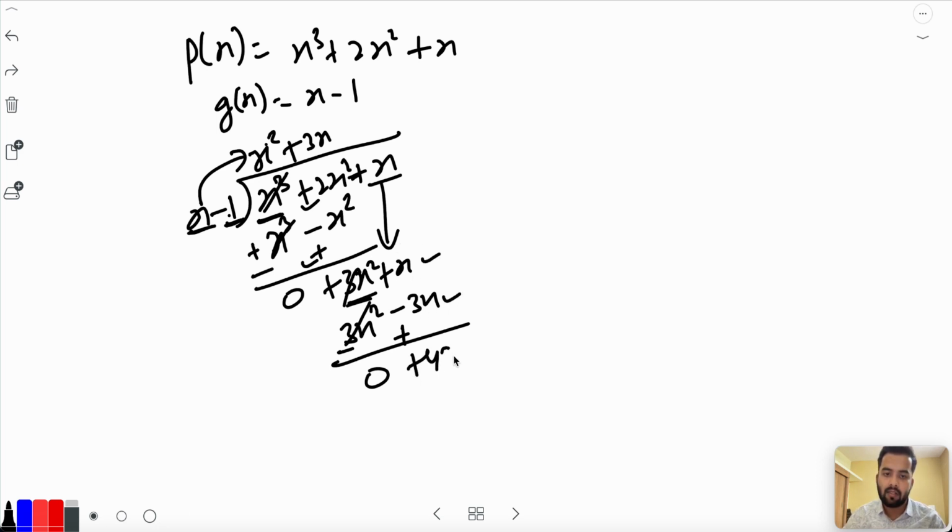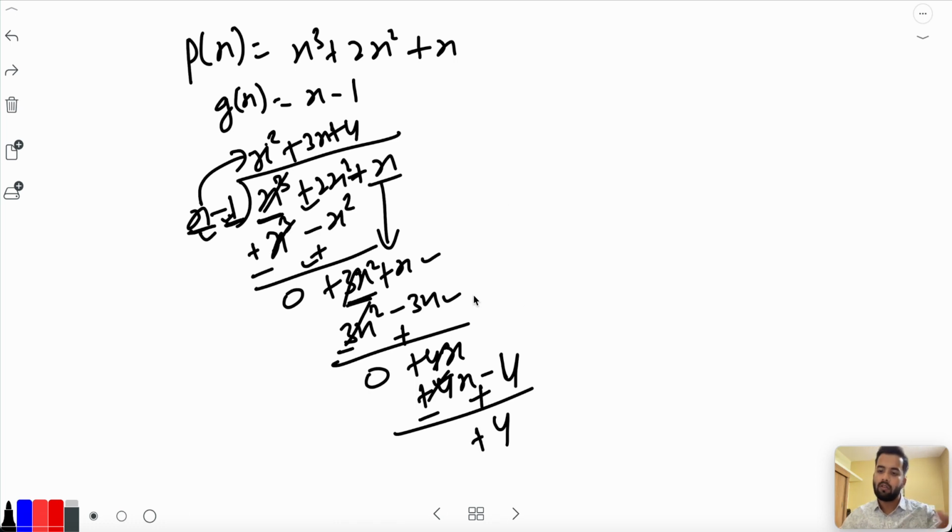Now here plus x plus 3x. What is the answer? Plus 4x. Done. Now here is x, here is 4x. What can we apply? Plus 4, apply that. So plus 4x we got, and minus 1 into 4, minus 4. Done. Again change the symbol, cut down. What is the answer? 4 only here. Okay, so you got the remainder.